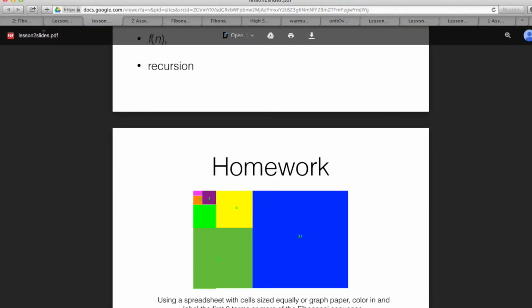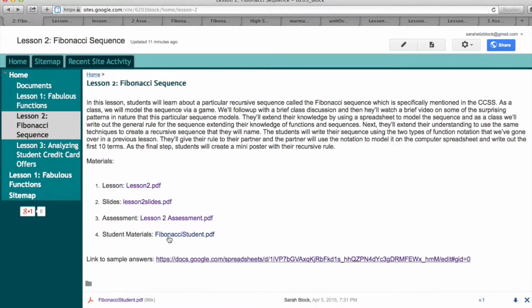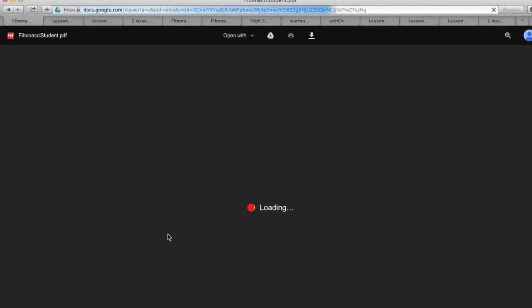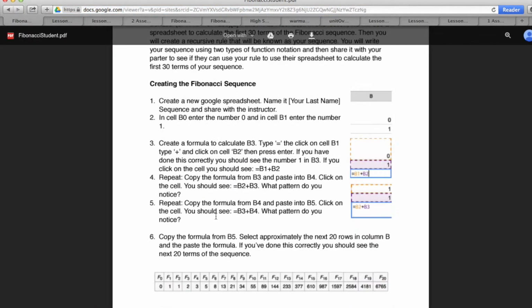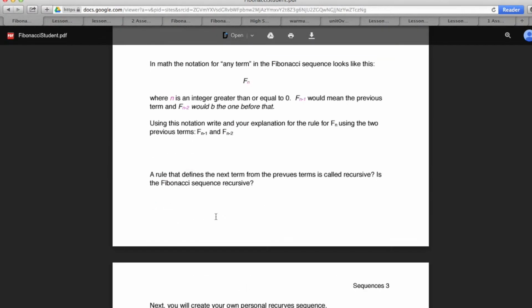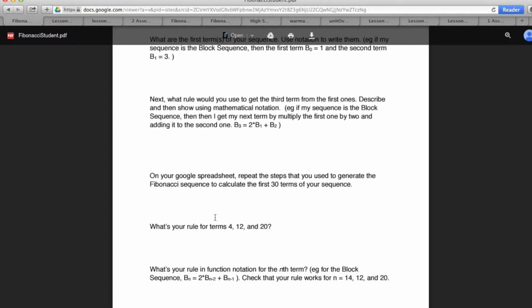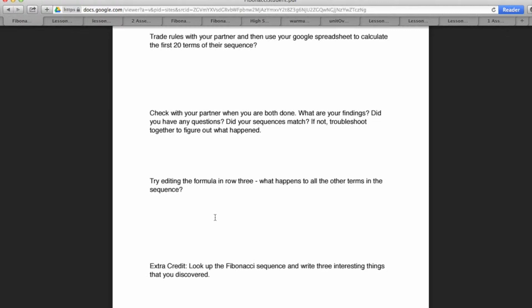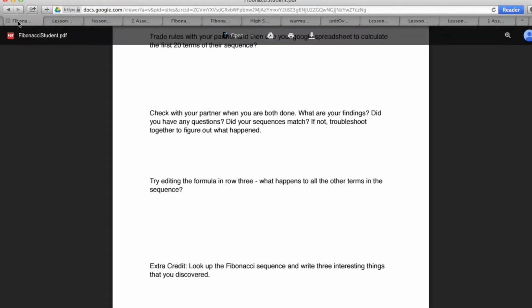Lesson 2, the Fibonacci sequence. In this lesson, students will learn about a particular recursive sequence called the Fibonacci sequence, which is specifically mentioned in the Common Core State Standards. As a class, we will model the sequence via a whole class game. We'll follow up with a brief class discussion, and then we'll watch a 4-minute video on some of the surprising patterns in nature that this particular sequence models, and follow that with a brief whole class discussion of their observations.